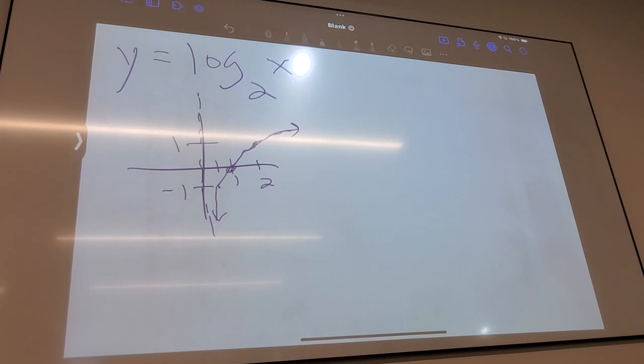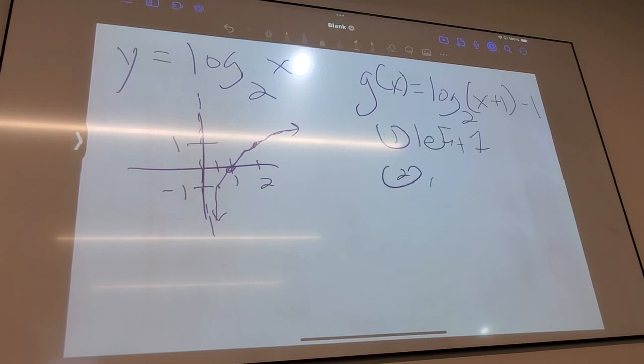Oh, that turned off. Now, what if I do this? What do you guys think will happen here? Shift left. Yeah, the shifts will be left. Down 1. Down 1. Yes? So I just change my color. So I'll take this point.